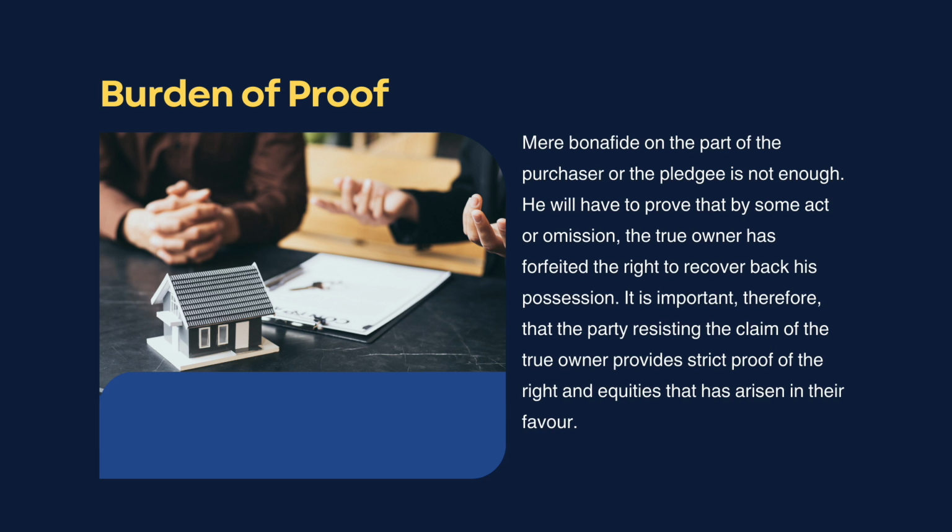Mere bona fides on the part of the purchaser or the pledgee is not adequate. They will have to prove that by some act or omission, the true owner had forfeited the right to recover back his possession. It is important, therefore, that the party resisting the claim of the true owner provides strict proof of the right and equities that have arisen in their favor. Therefore, in case of an allegation by a person that the property conveyed to another person belongs to him, that person bears the burden of proof to show so.